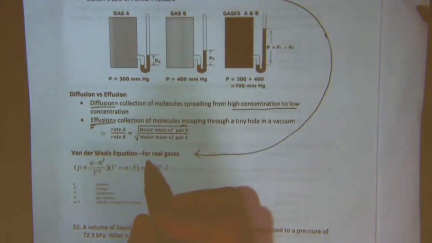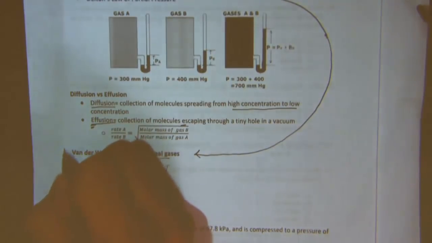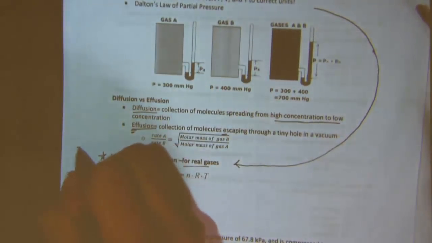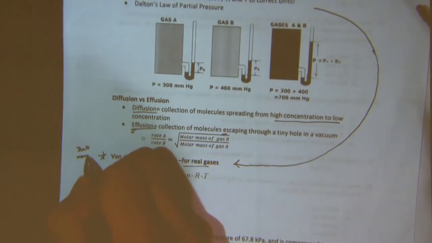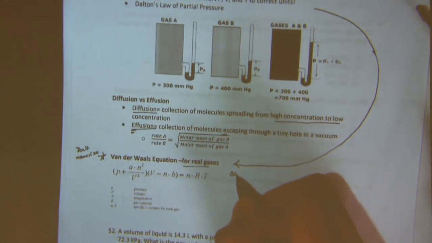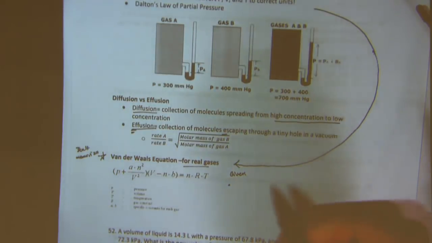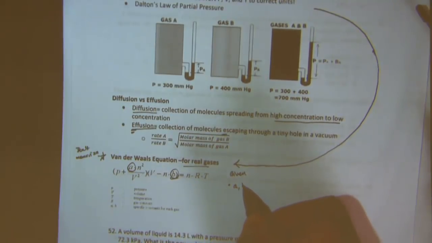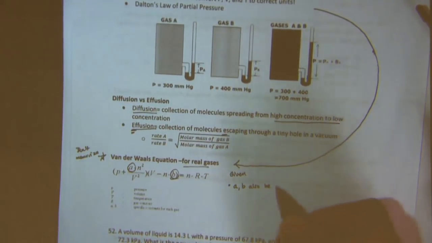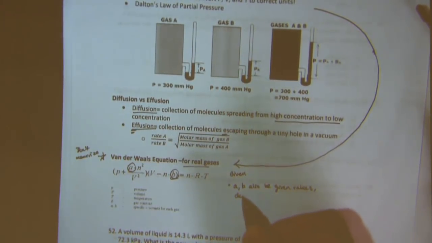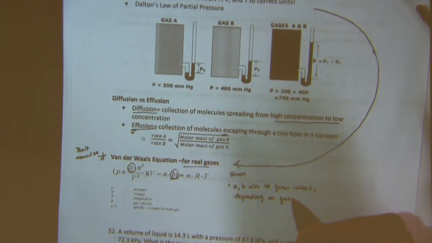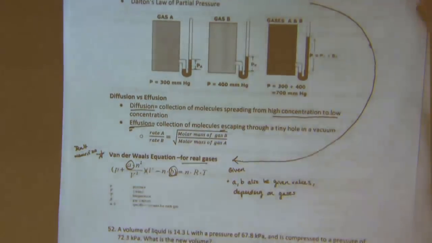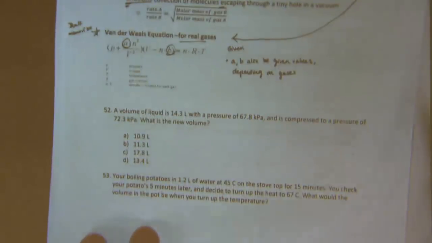And then van der Waals equations, these are for the real gases. These are one of the things that will be provided to you, so I would say don't memorize it, as it will be given. Just remember that the values for a and b would also be given, and they would depend on the particular gas that you're using. Okay? So let's move on to an application.